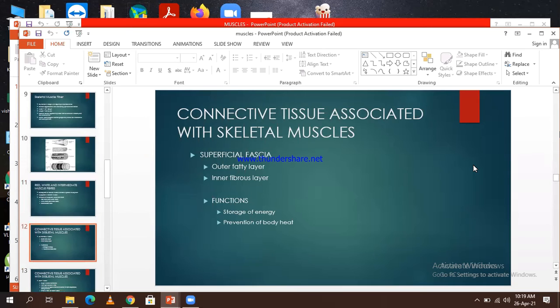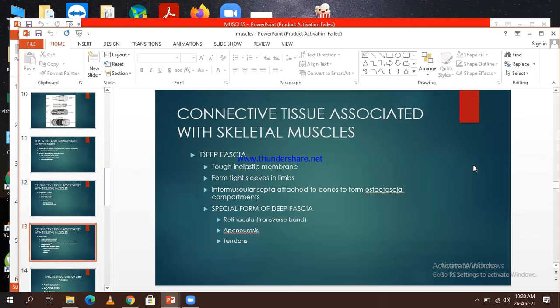So, connective tissue associated with the skeletal muscles: superficial fascia. All the muscles are covered by superficial fascia, which has an outer fatty layer and an inner fibrous layer. The function of this fascia is storage of energy in the adipose tissue and prevention of heat loss from the body. That is the function of the connective tissue covering the skeletal muscles.